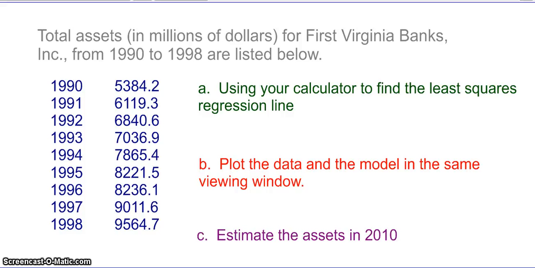Okay, so I want to do one example to demonstrate modeling using our calculator, to make sure we're comfortable with the calculator for one, and to get a better understanding of modeling and how it can be a very powerful tool, but also the risks that go along with it. So we're going to use our calculator with this data that we have about First Virginia banks from 1990 to 1998, and we're going to find a least squares regression line, plot the data in the same viewing window, and then estimate the assets in 2010.